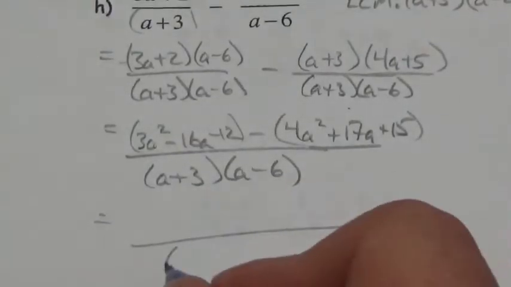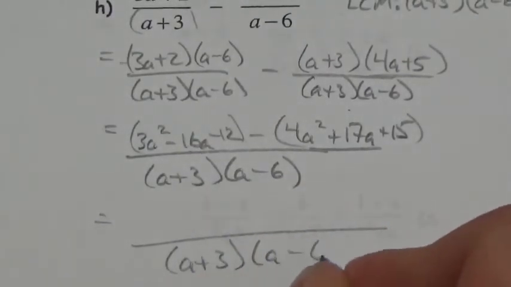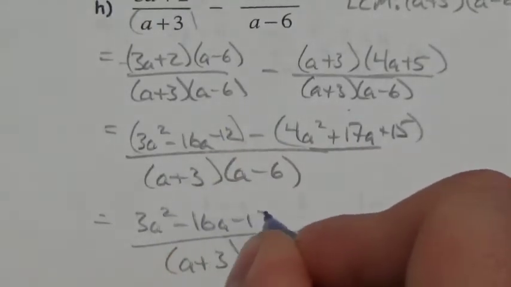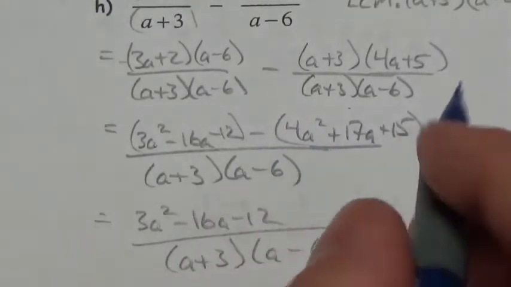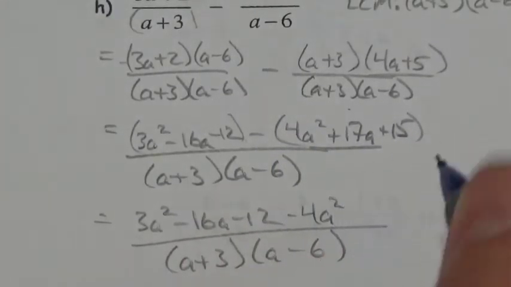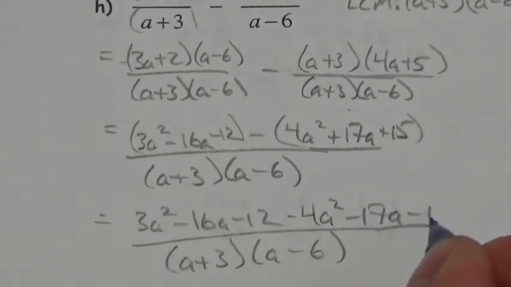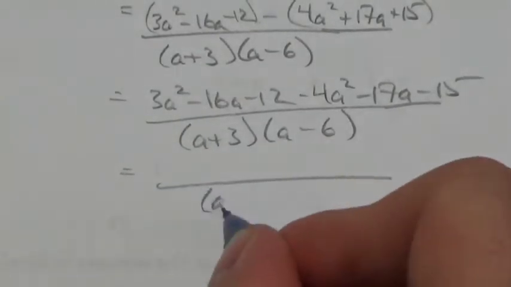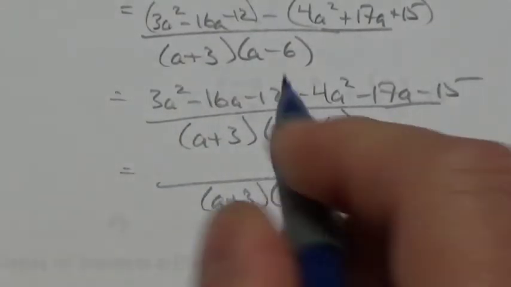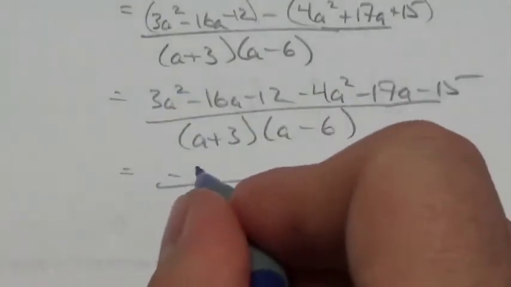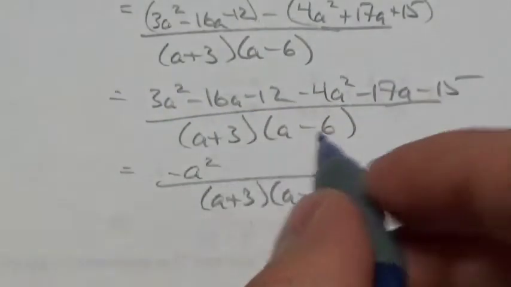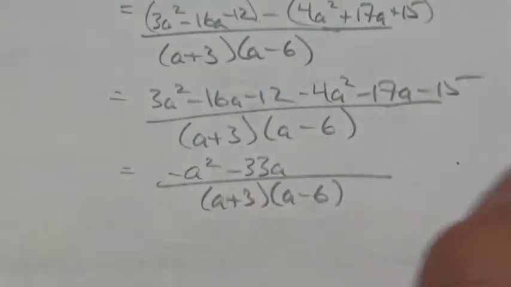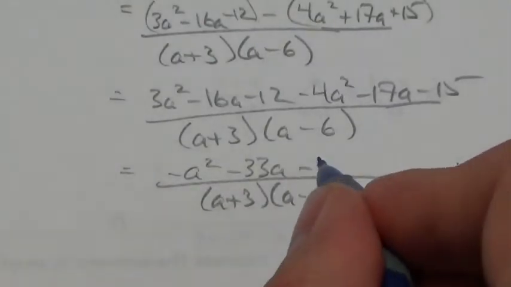I'm separating those out because it's very easy to make a mistake with signs. So this will become 3a squared minus 16a minus 12. And the mistake usually is that people don't distribute the negative all the way through. They usually go to the first term and then that's it. So distribute the negative all the way through. And now we group together like terms. Again, my denominator has not changed. And so what have I got? I got 3a squared minus 4a squared, so negative a squared, minus 16 minus 17 minus 33a, negative 12 minus 15, so negative 27.